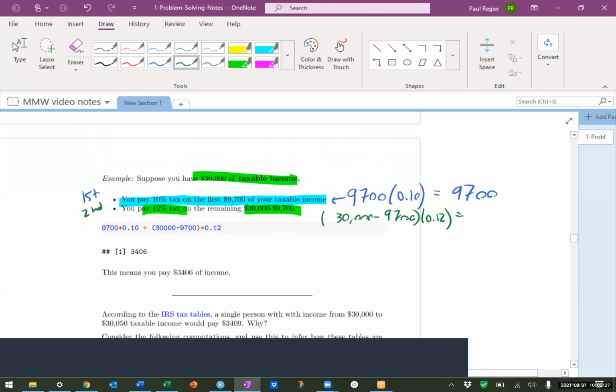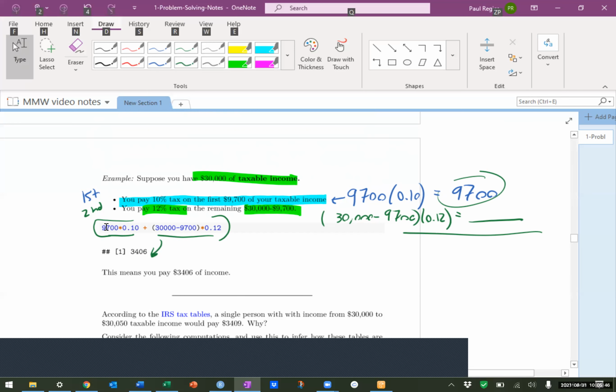And whatever that is, you add it to this. I've done this all at once. I've taken the first bracket, added to the second bracket. And so you get $3,406. Let's look at that in Desmos. You want to see how to calculate this thing in Desmos?